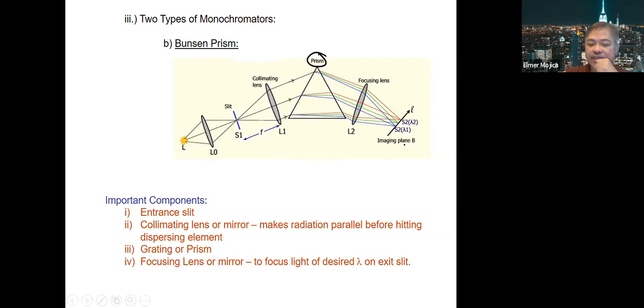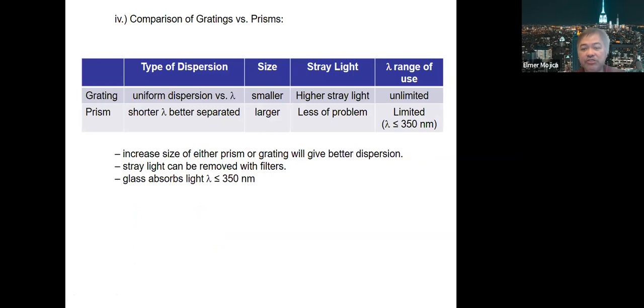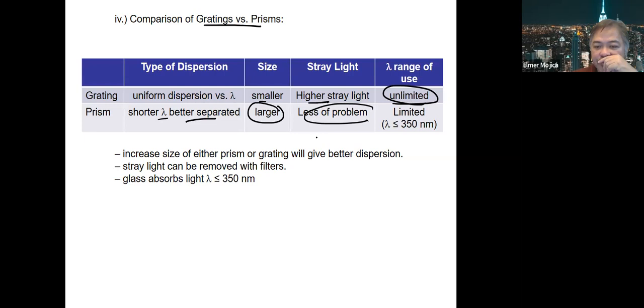So the focusing lens or the mirror that you have there will focus light of the desired wavelength on the exit slit. If we're going to compare the two materials, if you have a grating, we could say it's a uniform dispersion versus the wavelength. It has a smaller size. The problem is it has a higher stray light. And the wavelength range in use is unlimited. Now, prism, on the other hand, has a shorter wavelength that is better separated. It is larger in size. Stray light is not a problem. But the problem is the range that you use is limited, usually less than 350 nanometers.